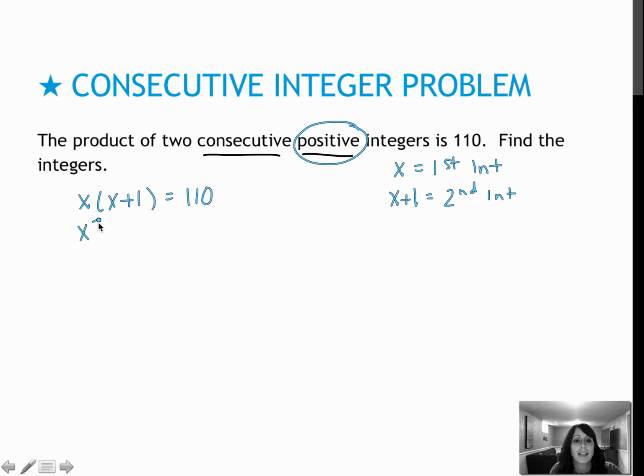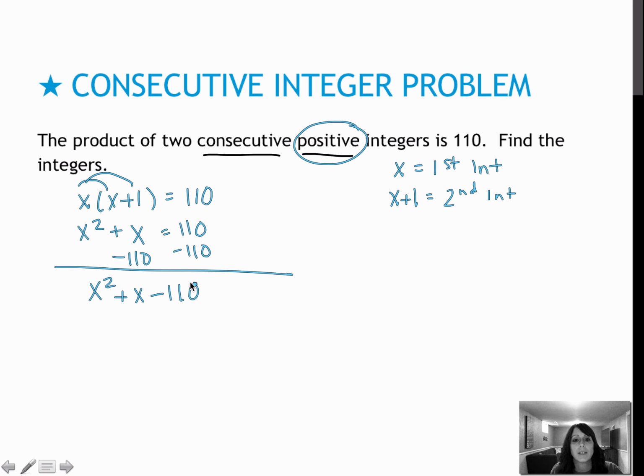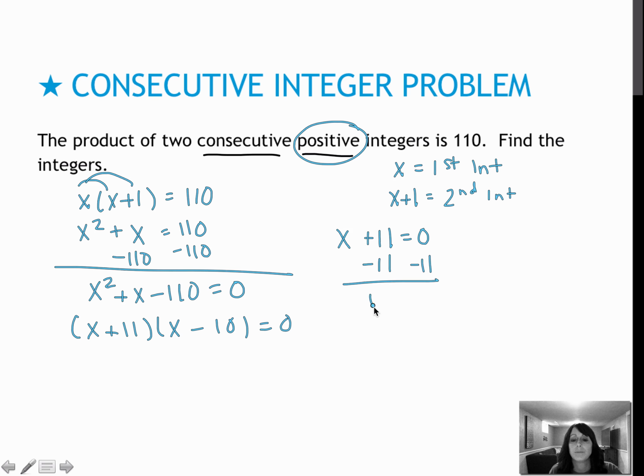I'm, just like last time, going to distribute the x. And just like last time, I'm going to move the 110 to the opposite side to give me x squared plus x minus 110 equals 0. And then I'm going to factor. This would be x plus 11, x minus 10. And I'm going to solve those by setting them equal to 0.